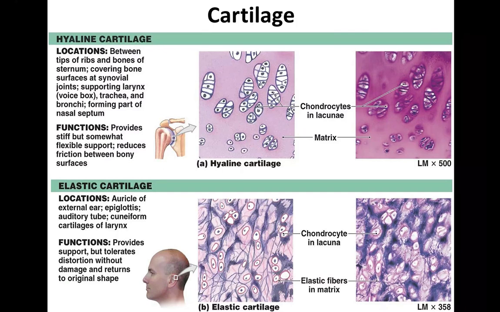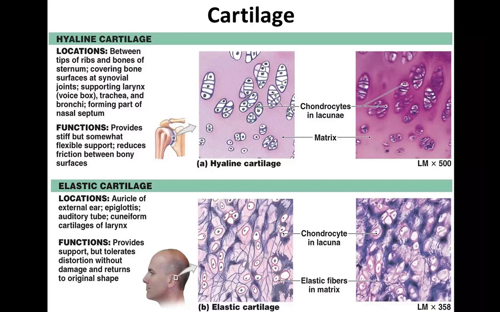Right. The next group of connective tissues are the cartilages. There's a number of them, and you need to be able to tell them apart. The first pair that we're going to compare are hyaline and elastic cartilages. Okay, they're the easiest to confuse.